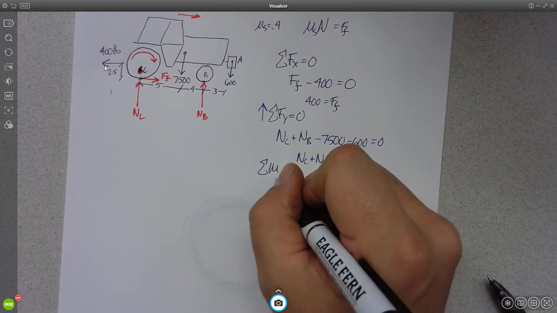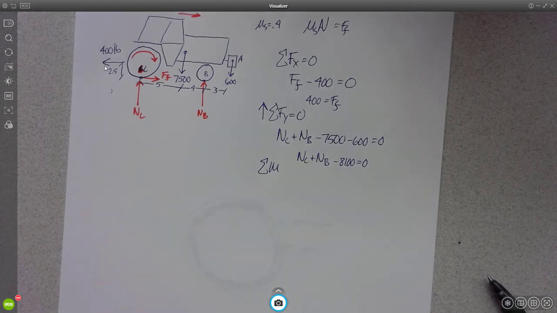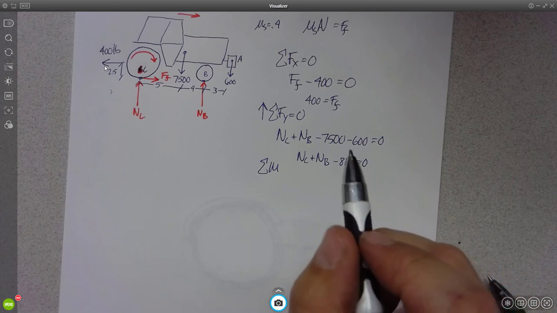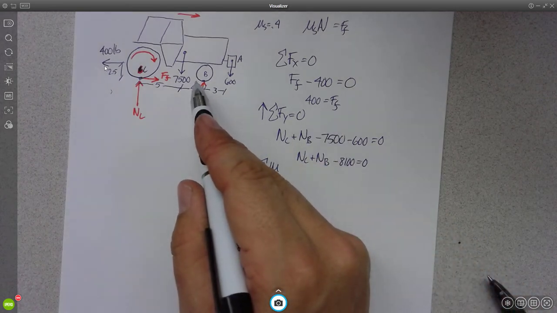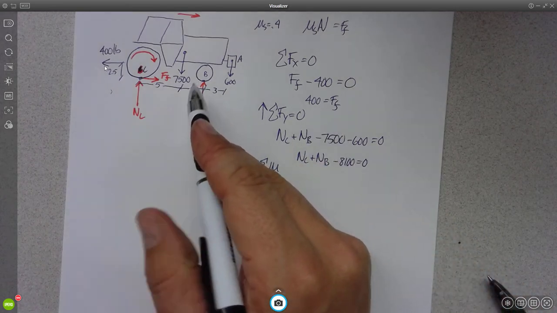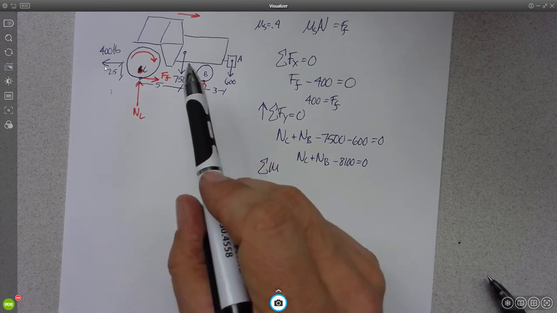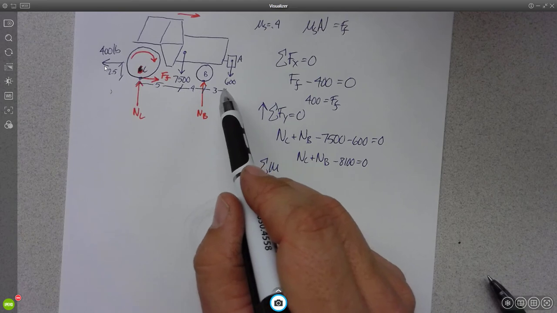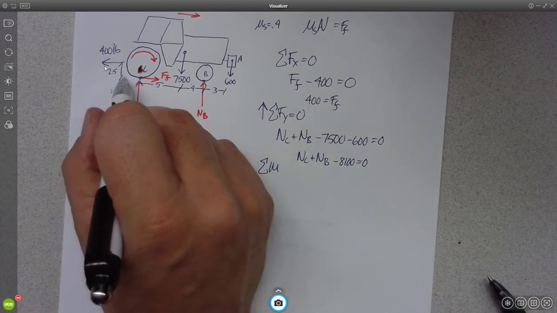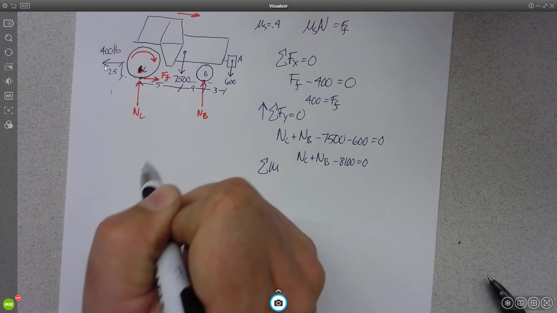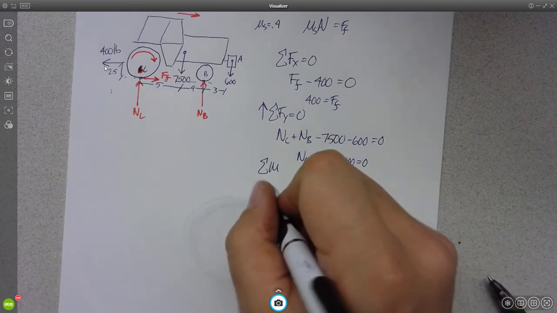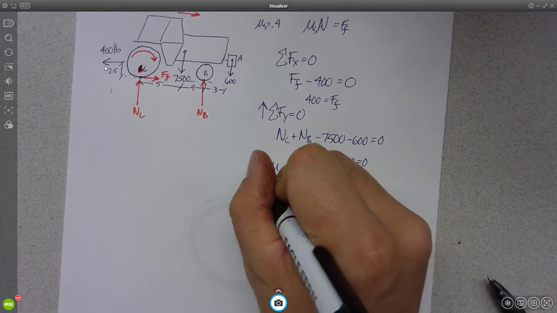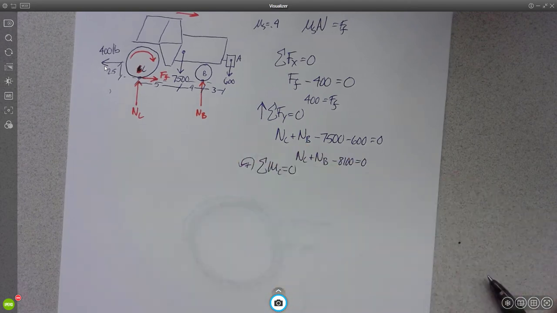Let's sum the moments. Where would you guys choose to sum the moments about? Why C? So it is B, though. But B would get rid of 2 because the line of action of the force of friction goes through it too. Everyone see that? Line of action of the force of friction goes through B. But let's go, I'll choose C. That's fine. But it really doesn't matter.